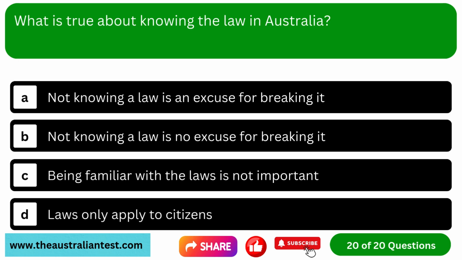Question 20. What is true about knowing the law in Australia? Option A, not knowing a law is an excuse for breaking it. Option B, not knowing a law is no excuse for breaking it. Option C, being familiar with the laws is not important. Option D, laws only apply to citizens.